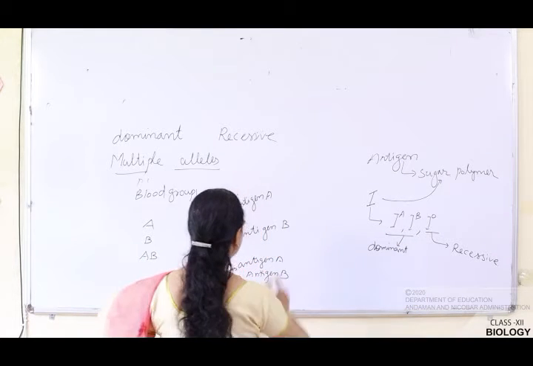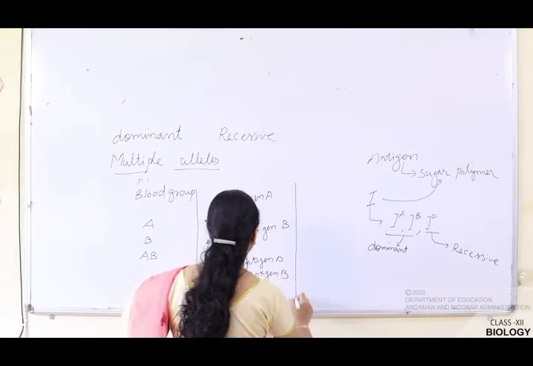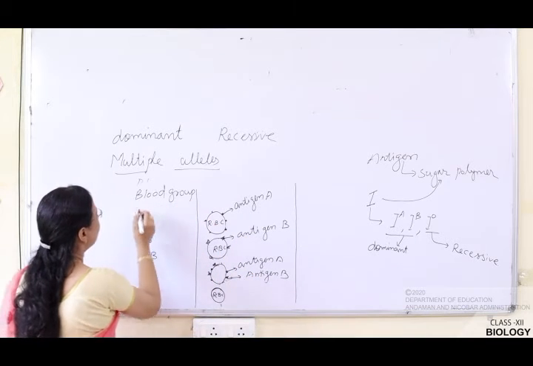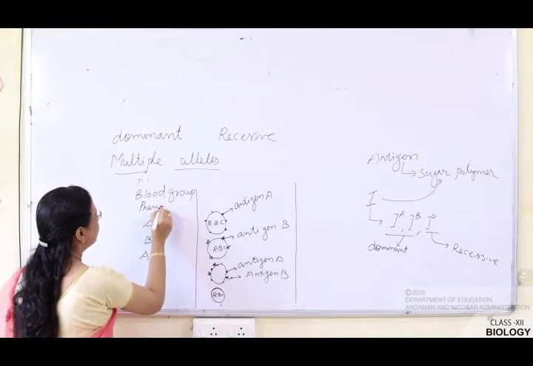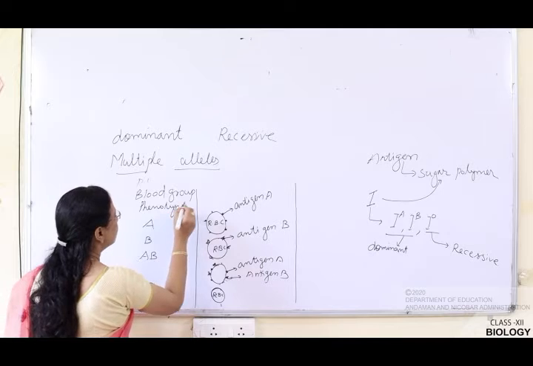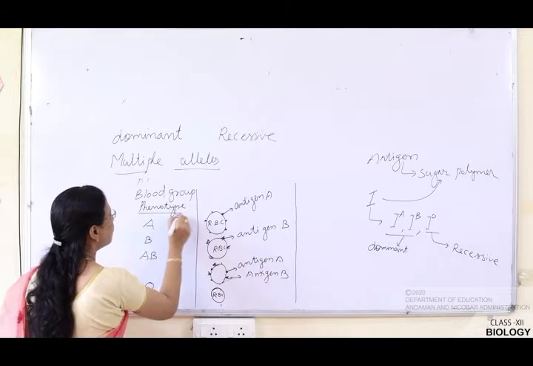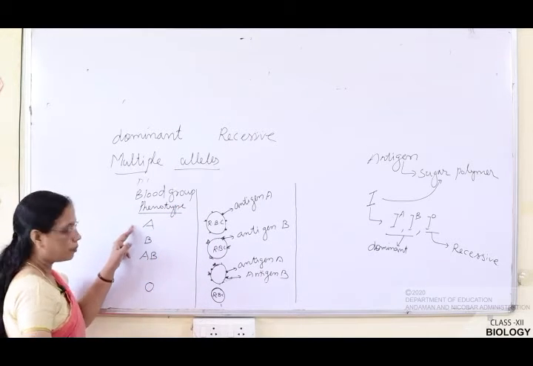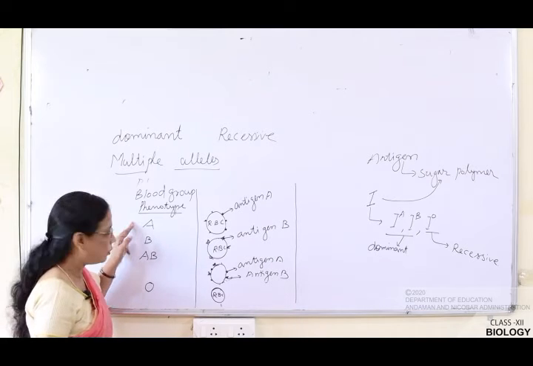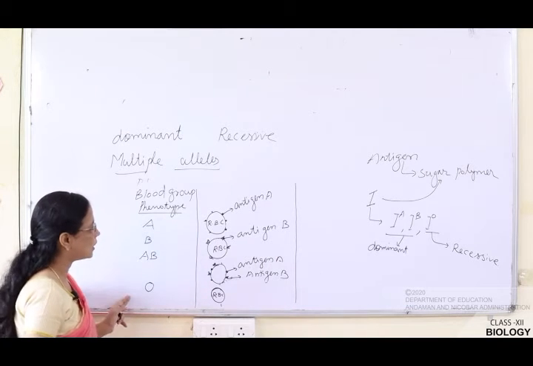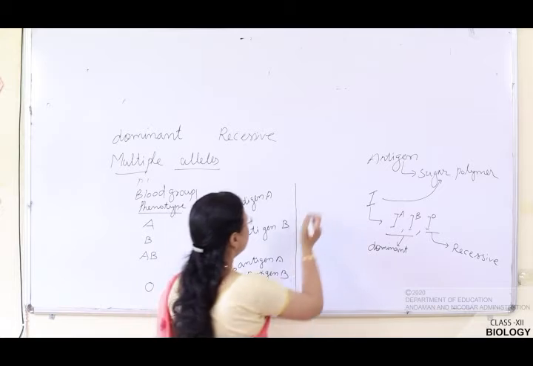Let us see the genotype. We consider this blood group as phenotype. Phenotype means the physical appearance. How? By testing the blood we can find out the blood group. So we consider it as a phenotype. Now, what is the genotype?